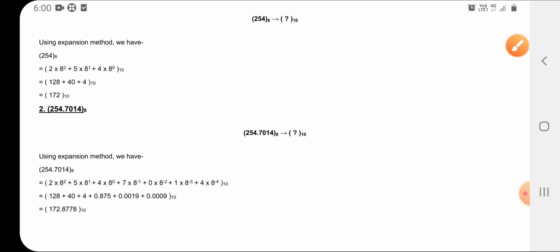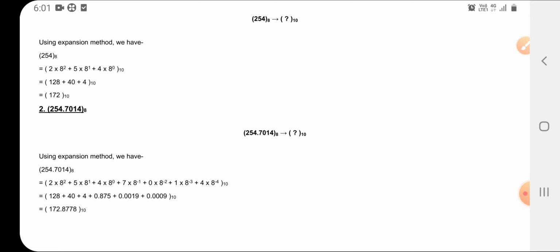So you see 2 into 8 power 2 plus 5 into 8 power 1 plus 4 into 8 power 0 plus 7 into 8 power minus 1 plus 0 into 8 power minus 2 plus 1 into 8 power minus 3 plus 4 into 8 power minus 4. Okay, then they have substituted the value. 8 power 2 is 64. So 2 into 64 plus 5 into 8 power 1, which means 8, 5 into 8, plus 4 into 8 power 0.